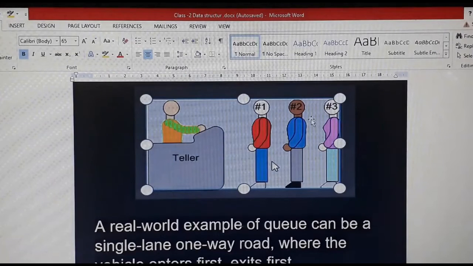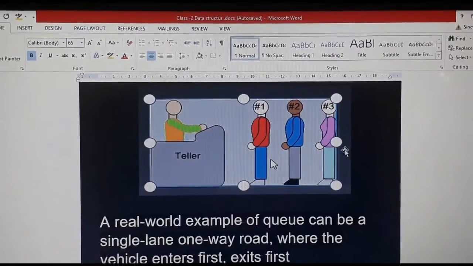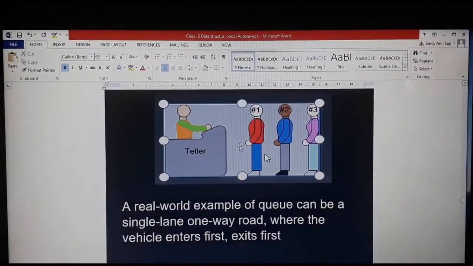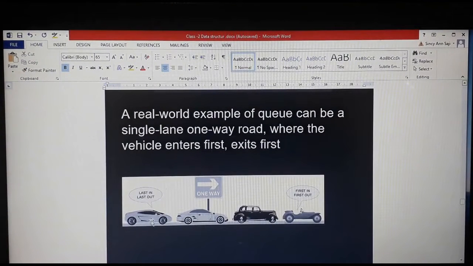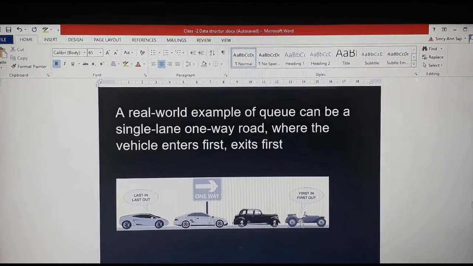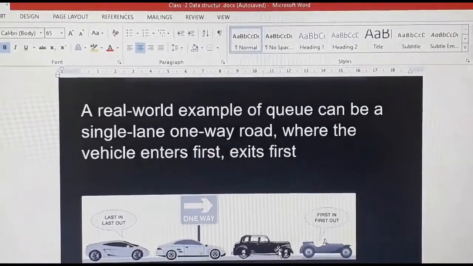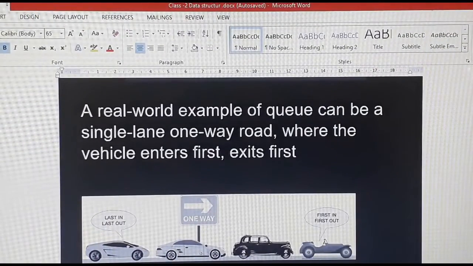For example, see this picture. This person came here first and the second is numbered here, 1, 2, 3. This person will get the service first. Then only the second person will get the service. If a fourth person came, he will stand at the back side and in the fourth position only he will get the service. Another example I show you. This is a queue, a single lane, one way road. The first car is waiting here. Only after this car leaves, the next one can leave this lane. This is just like a normal queue.